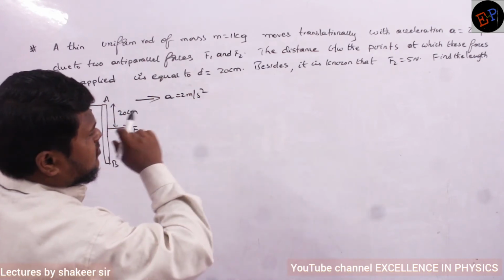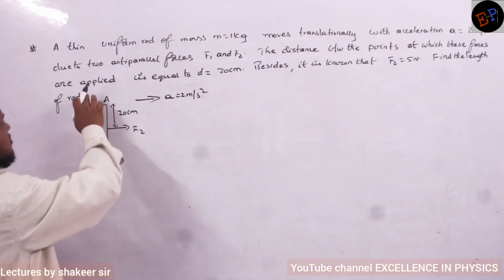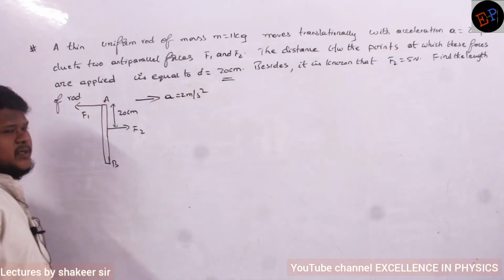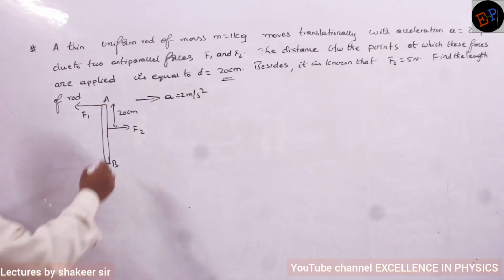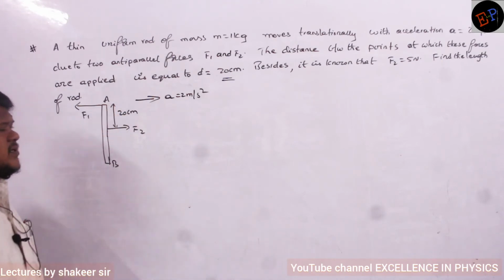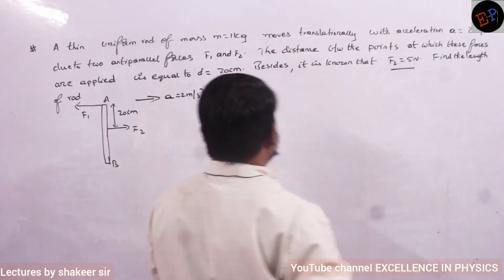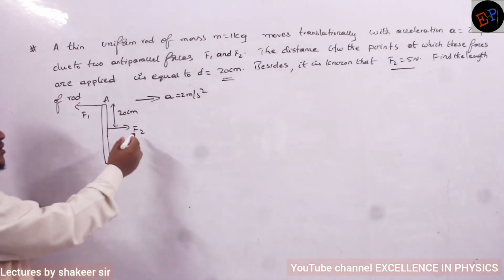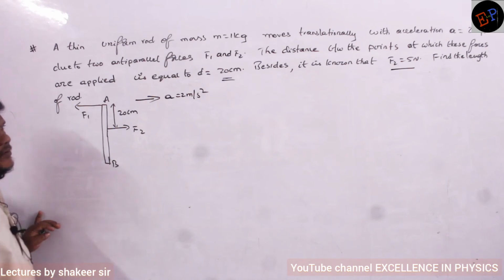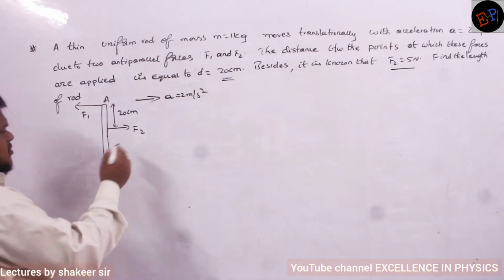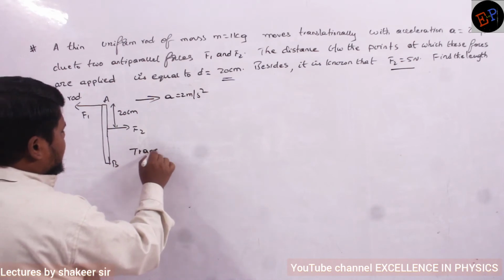The distance between the points at which these forces are applied is D equal to 20 centimeter. Are you able to understand? It means the distance between these two forces is 20 centimeter. Besides, it is known that F2 is equal to 5 Newton, this force is equal to 5 Newton. Then find the length of the rod. Are you able to understand? So write the equation for translational motion.